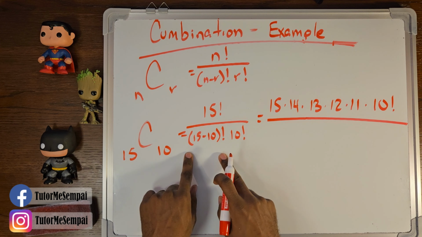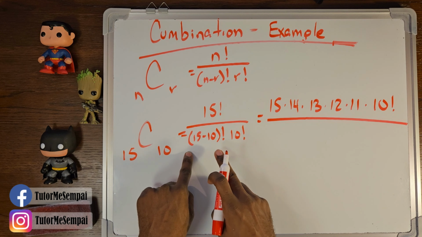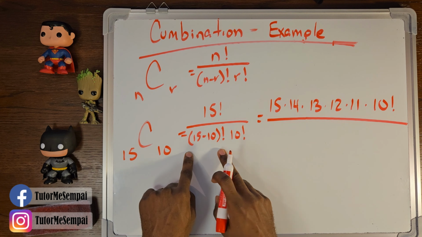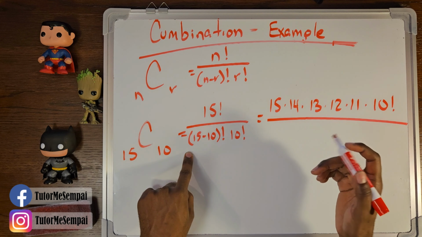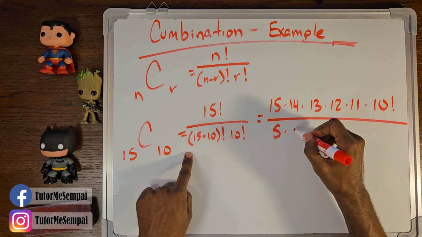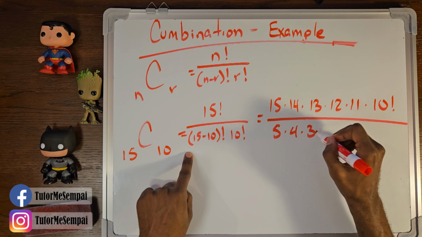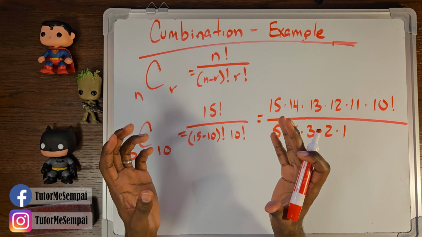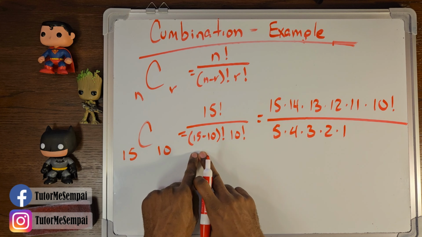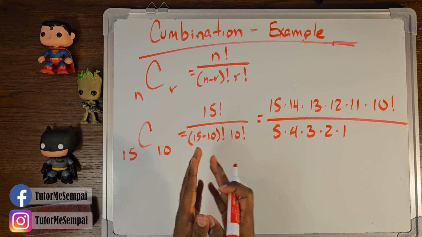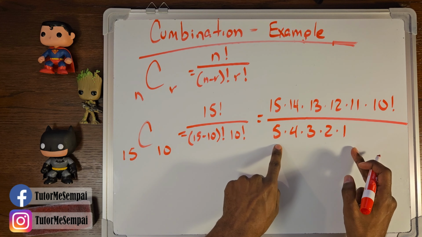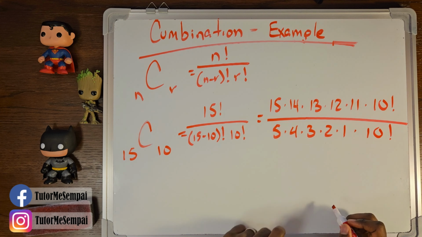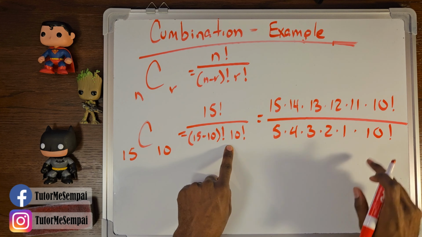Now we can expand this out. This is going to be 15 minus 10 factorial. Well, what's 15 minus 10? That's going to be 5. So 5 factorial, so we can have 5 times 4 times 3 times 2 times 1. 15 minus 10 is in parentheses. Make sure you do that first, and then you do your 5 factorial. 5 factorial expanded out is going to be this, times 10 factorial. We're going to keep that same 10 factorial and carry it over.